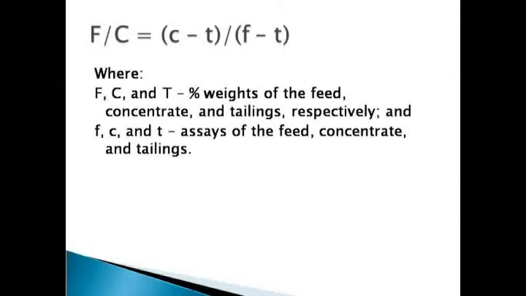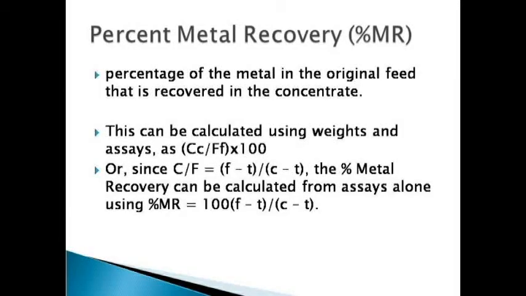The ratio of concentration, F over C, is equal to the difference of the assays of concentrate and tailings, all over the difference between the assays of the feed and tailings. Percent metal recovery is the percentage of the metal in the original feed that is recovered in the concentrate. This can be calculated using weights and assays, or the percent metal recovery can be calculated from assays alone.